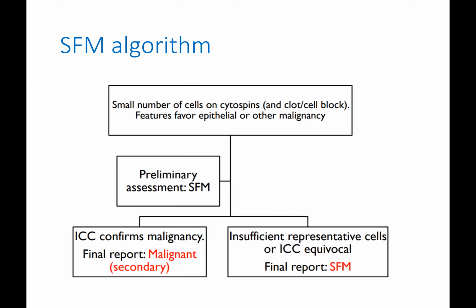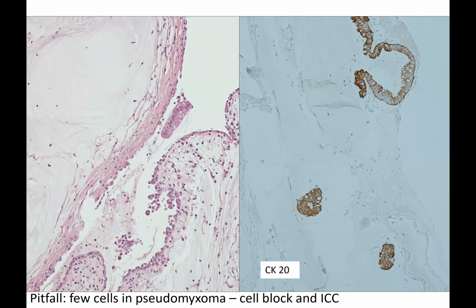at suspicious of malignancy. In this case, there was mucinous epithelium in our cell block in fragments, and these stained positively with CK20, so we were able to confirm the diagnosis of pseudomyxoma peritonei.